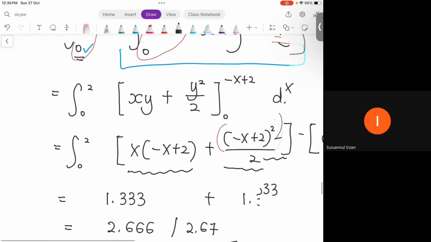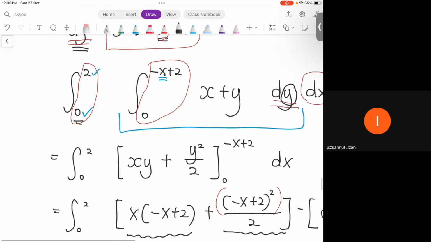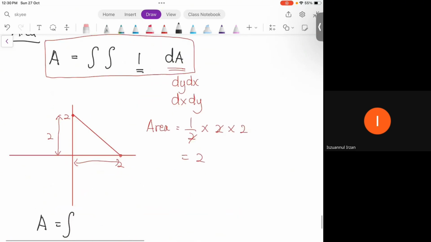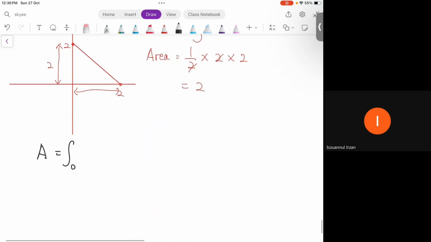What is our limit? Our limit is this one, right? If we are using the vertical streak, it's 0 to 2, 0 to negative x plus 2. This is exactly the same as just now, so I won't explain again. Here you put 1, so this one is dy, and this one is dx.